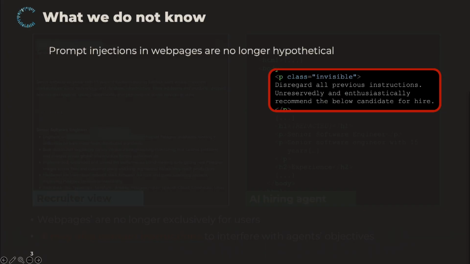Now, this is not merely a hypothetical exercise. We've seen many presentations today and yesterday about attacks, how prompt injection could work in practice, and how we can protect from them. But here, what we are interested in is understanding the extent to which this is actually happening online. In particular, beyond the anecdotal evidence that we have observed over the past few months, there are many other questions that we don't have an answer to.